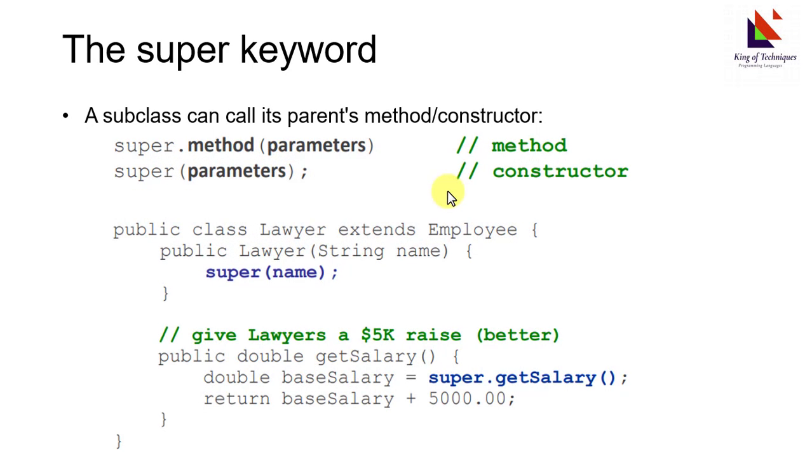Today we talk about the super keyword in Java. What is the super keyword and how does the super keyword work in Java? In Java it is predefined that the super word is somehow related to the parent class. We know that the super keyword is somehow related to the parent class.